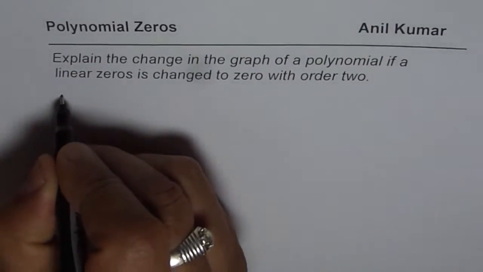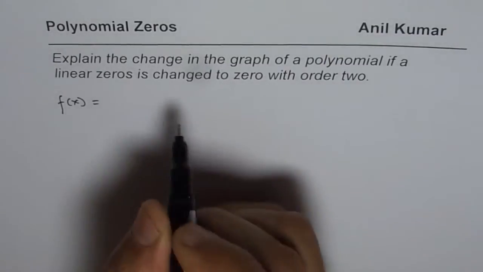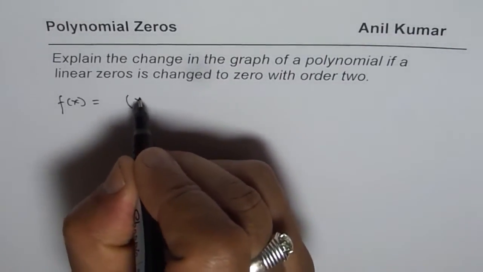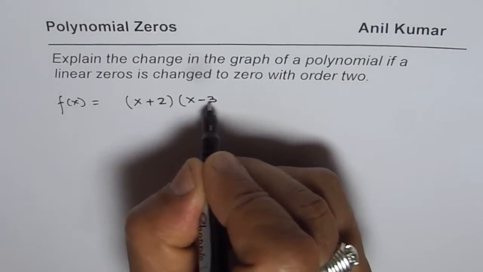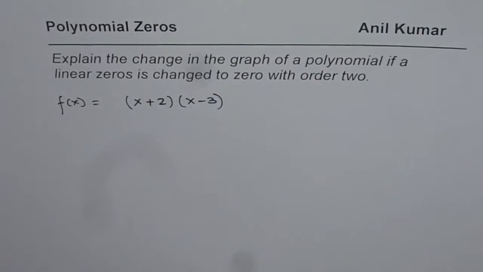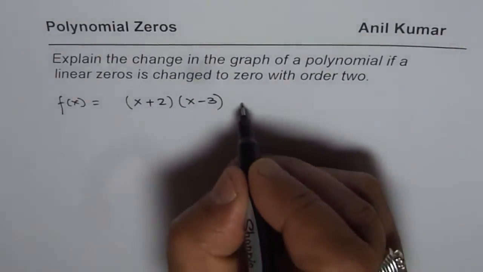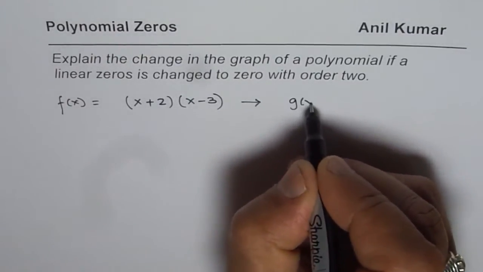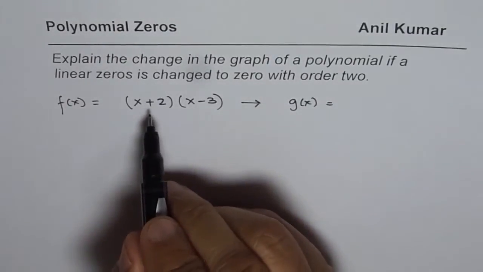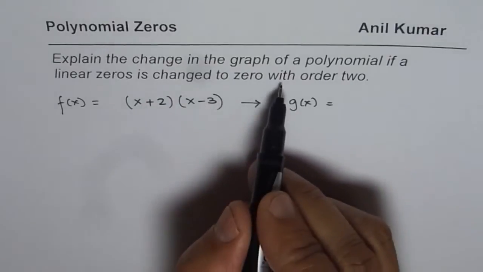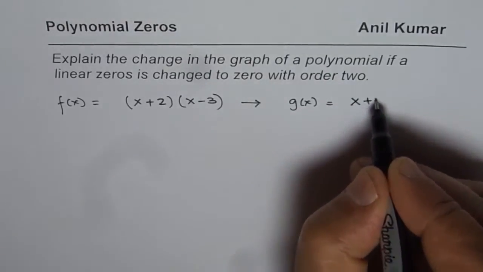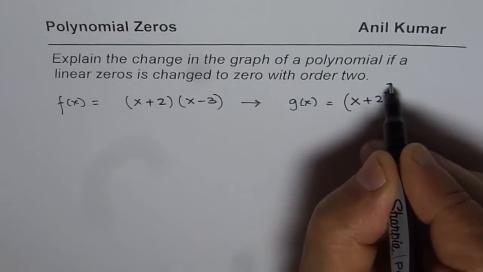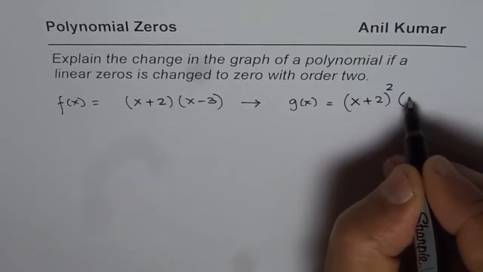The question really means that if I have a function f of x, let me take one in which we have a few linear zeros. Let's say (x + 2)(x - 3). So this is our function where we have linear zeros. Now what we do here is we make a change. We get a function g of x in which one of the linear zeros is changed to order 2. In that case, the equation will become (x + 2) squared times (x - 3). If we change this to order 2, that means kind of quadratic, then that is going to be the equation.